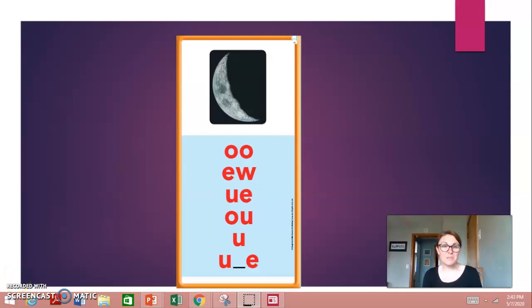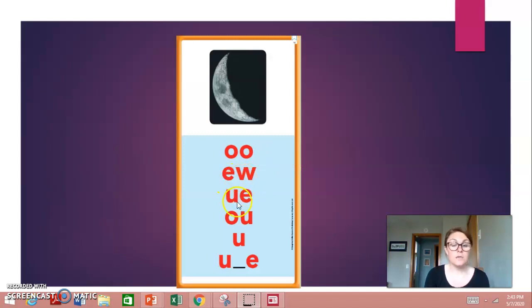Hi, today we are going to be reading words that have the oo sound with the letters O-O. Just like in this word, moon. Moon is spelled M-O-O-N. The sounds in the word moon are m-oo-n. There are other letter combinations that say oo.